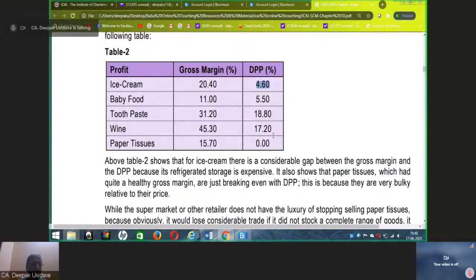Now, a particular departmental store or retail outlet cannot keep this paper tissue out of its store. It will have to keep some stock, because as a departmental store or a retail store, you have to keep stock of all the goods. You are catering to masses. Now these are qualitative factors. You are catering to masses, and therefore you have to keep all kinds of goods.